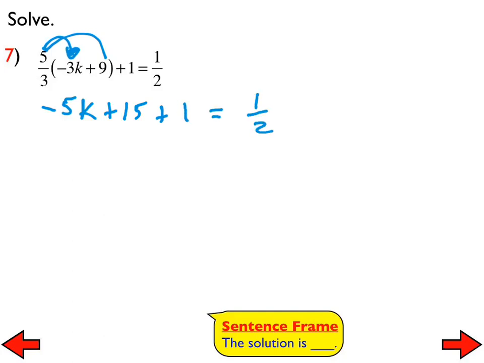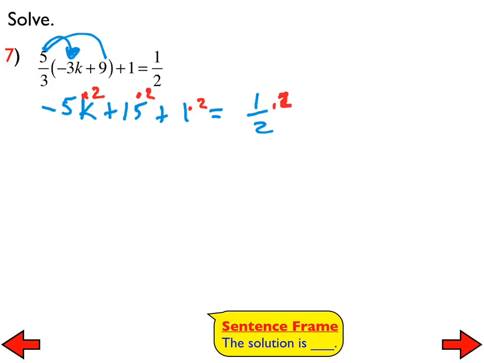Now, some of you might think, well, I'll just deal with it the way that it is. But let's pretend for a second that you want to get rid of the fractions in that problem. What would you have to multiply everything by? Somebody tell me. What is the common denominator? It's 2. But remember, we have to multiply everything by 2.